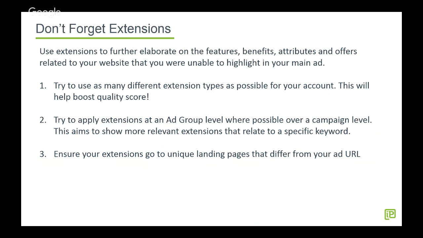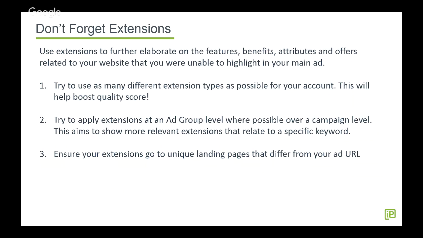Also, try and apply extensions at an ad group level rather than a campaign level. This allows you to get much more targeted. You can definitely have some really relevant extensions that relate specifically to that keyword. So for example, if I had combined PPC and SEO into one campaign for the sake of this, I could then drill down into ad group level where I might actually have the different types of PPC services associated with the PPC agency ad group. So that might be like Facebook, AdWords, Bing, etc.